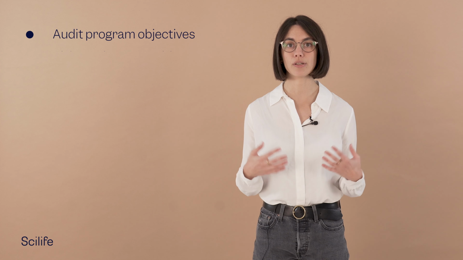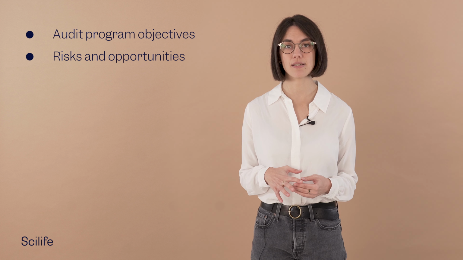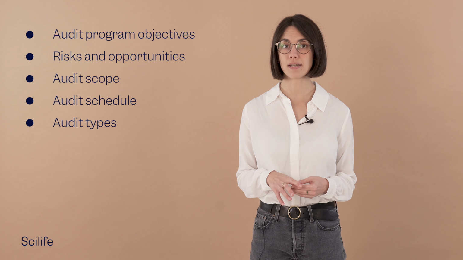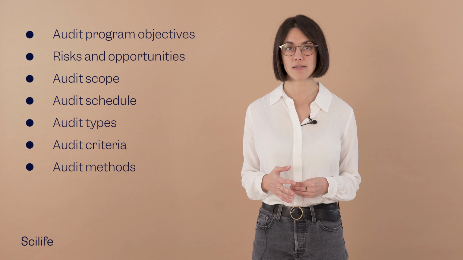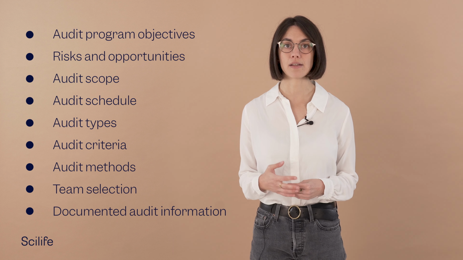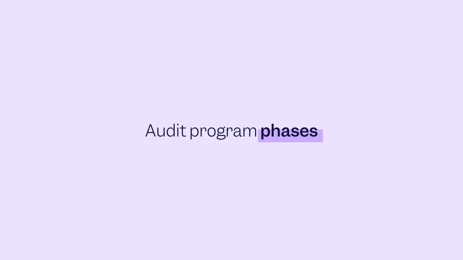So, what information should the audit manager gather before planning an audit? According to ISO 19011-2018, the following info should be gathered before implementing the audit: audit program objectives, risks and opportunities, audit scope, audit schedule, audit types, audit criteria, audit methods, criteria for choosing team members, and documented audit information. It is crystal clear in ISO 19011-2018 that the sum of the above information may not be identified until a detailed audit plan for a specific audit is completed.